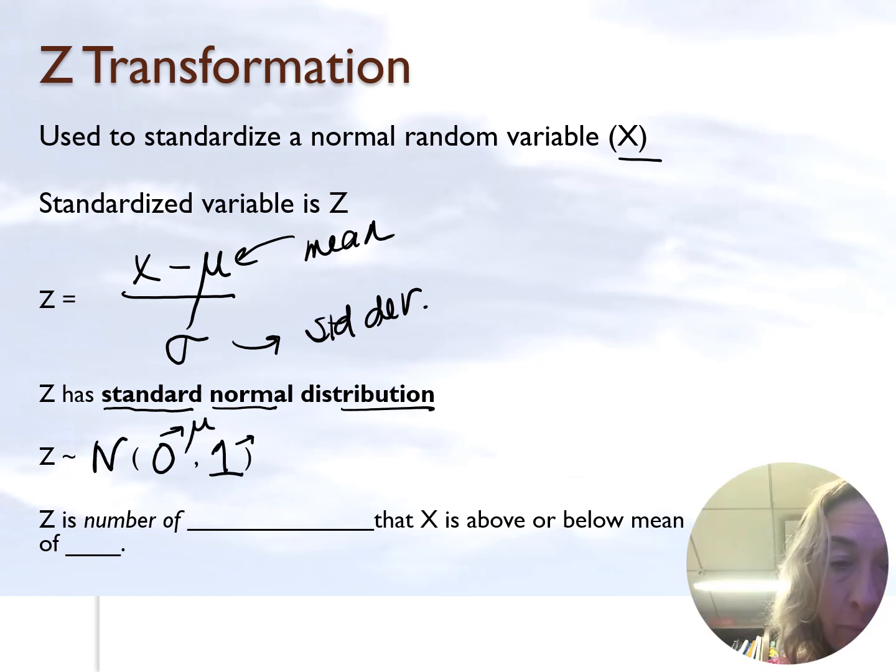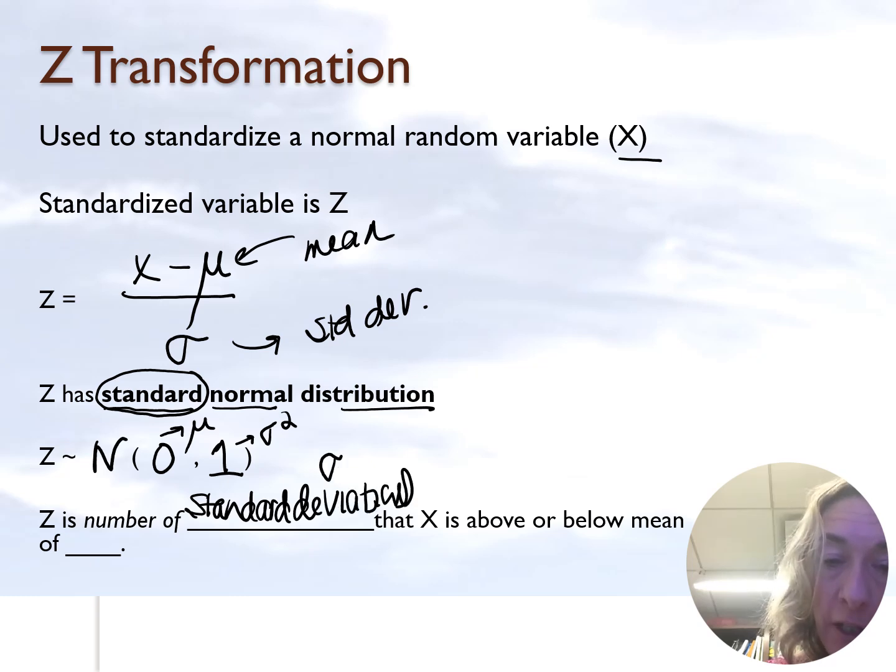That's why we call it standard, because it has a mean of 0 and a variance of 1. As a side note, Z is actually the number of standard deviations, or sigmas, that X is above or below the mean value of 0. Because you're dividing by the value of the standard deviation, that's why Z is the number of standard deviations that X is above or below the mean value of 0.